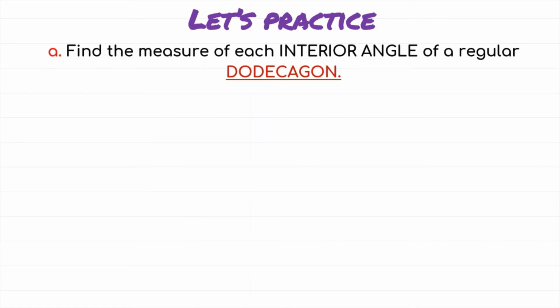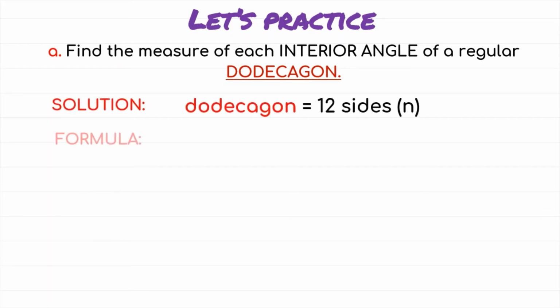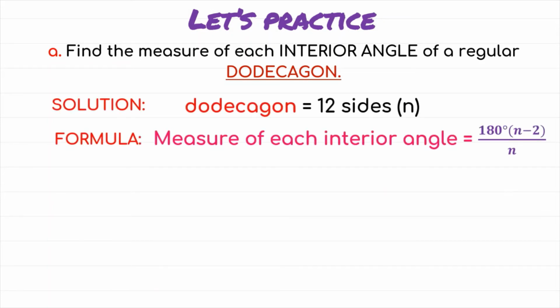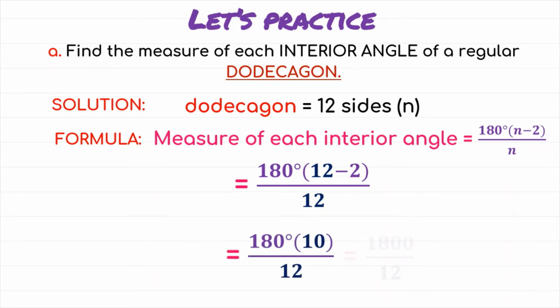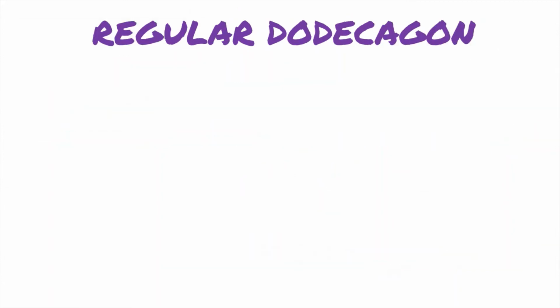Find the measure of each interior angle of a regular dodecagon. Kanina decagon, ngayon naman ay dodecagon, meaning 12 sides. So, ang formula natin ay ganun pa rin, 180 degrees times n minus 2 divided by n. Yung n, pinalitan natin ng 12. 12 minus 2 is 10. 10 times 180, that is 1,800, divided by 12 is equal to 150 degrees. So, meaning, bawat angle ng isang regular dodecagon is 150 degrees.